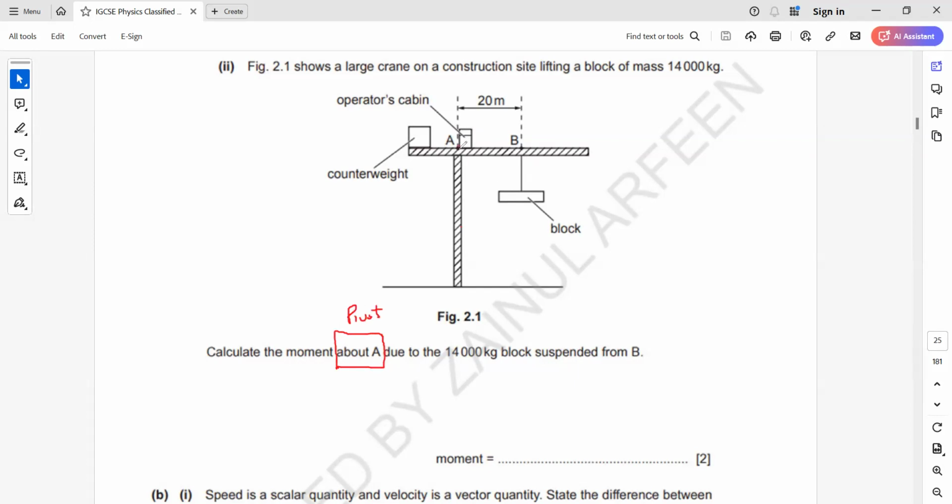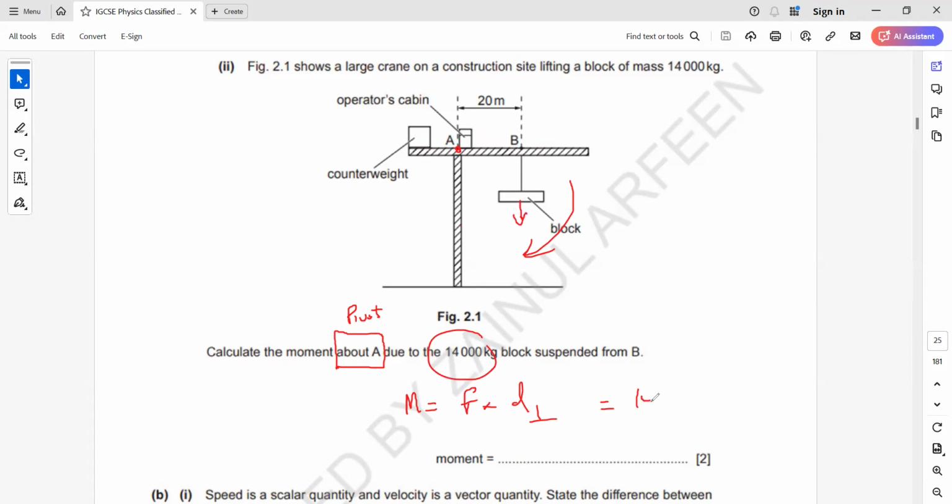So A is a pivot for us. We want to calculate the turning effect of this block. So how to calculate a turning effect? Moment is force multiplied by perpendicular distance. So how much is a force? This is a mass. So force is the weight is a force, not mass.